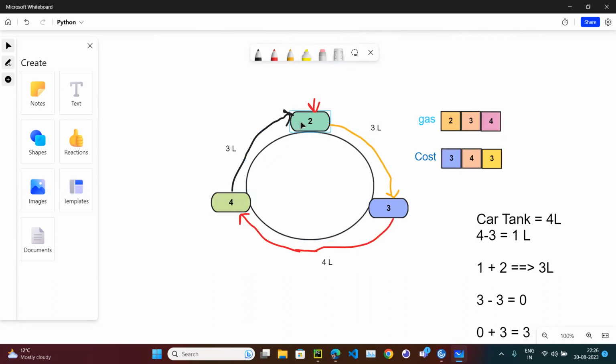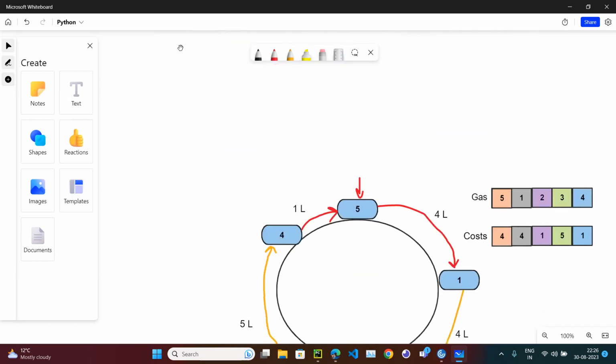If you go to the second example, how much gas in total do we have? 4 plus 2, 6, 6 plus 3, 9. How much distance do we need to travel, or how many liters do we need to spend? 3 plus 3, 6 plus 4, 10. We have only 9 liters and we have to spend 10 liters. So it doesn't matter where you start, you will not find the starting point.